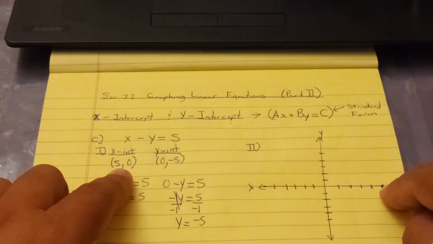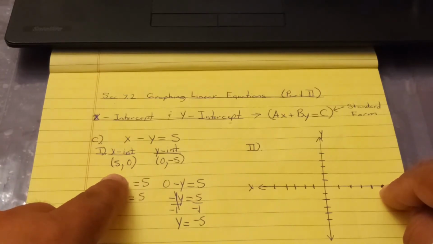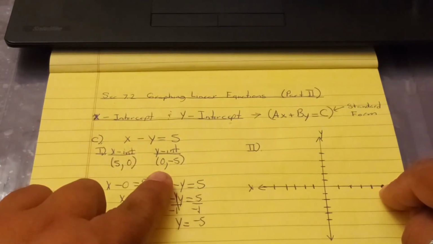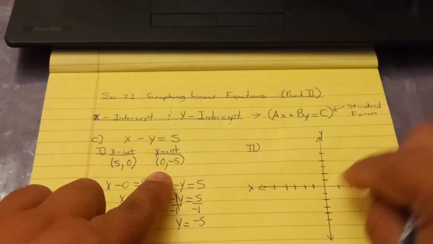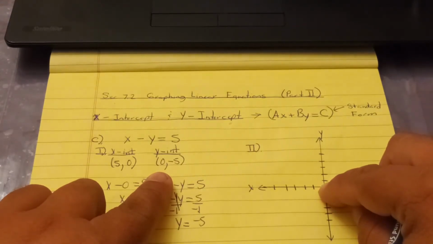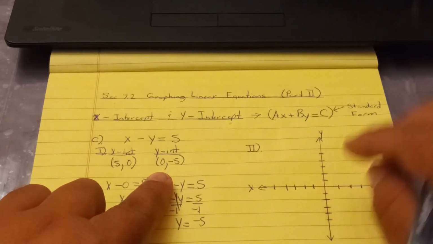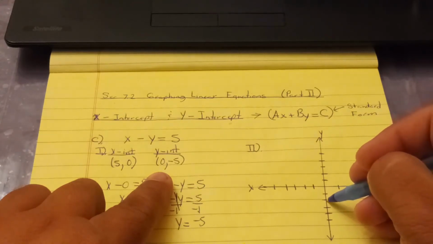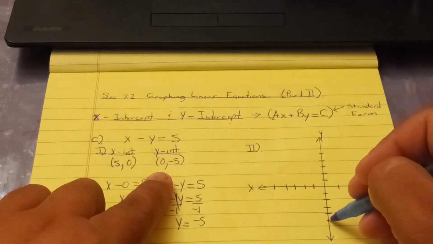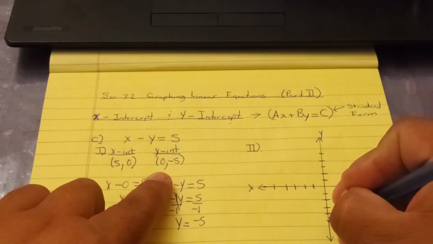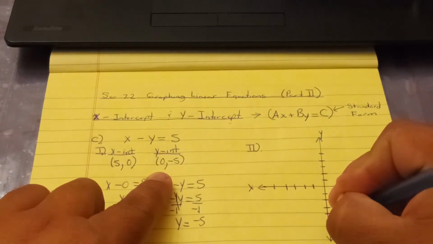So it'll be right there. So this will be 5, 0. Your y-intercept will be 0, negative 5. So remember, it's not going to travel on your x, but it's going to move down 5. So it's going to go once, twice, 3, 4, 5. So 0, negative 5 is your y-intercept.